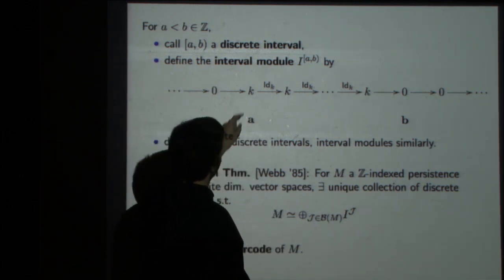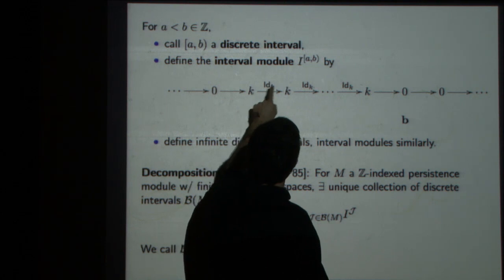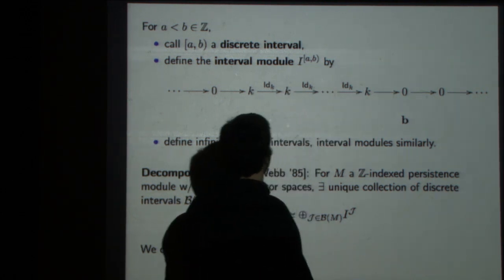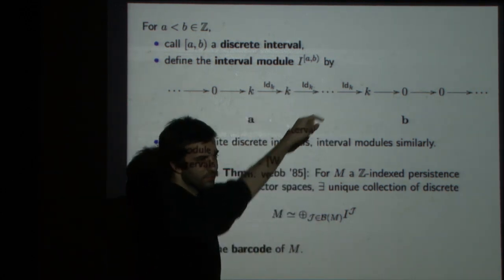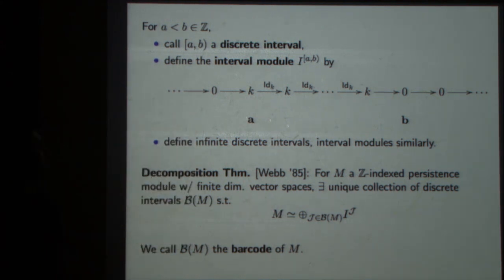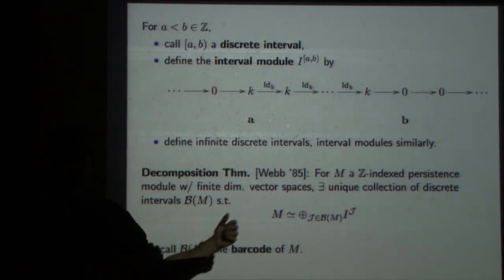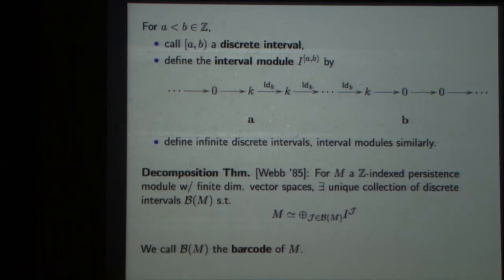And in between these guys, I'm going to have copies of the field K everywhere and identity maps connecting them. And that's this interval module, this nice friendly guy. And for a clean version of this theorem, we also want to talk about infinite analogs of this guy where the K's can go on forever in either direction. So I define infinite discrete intervals and their corresponding interval modules in a similar way. Okay, so the theorem will now be stated in terms of these guys.